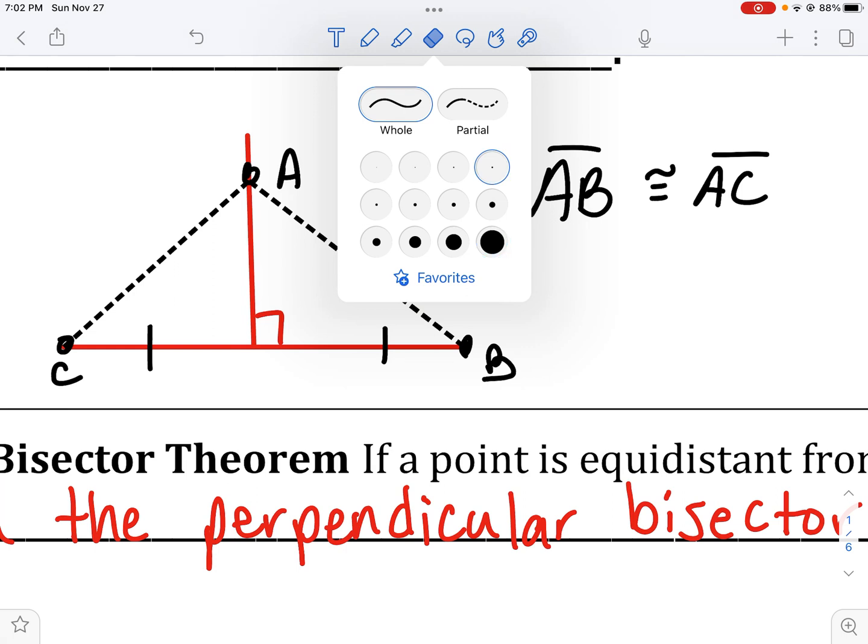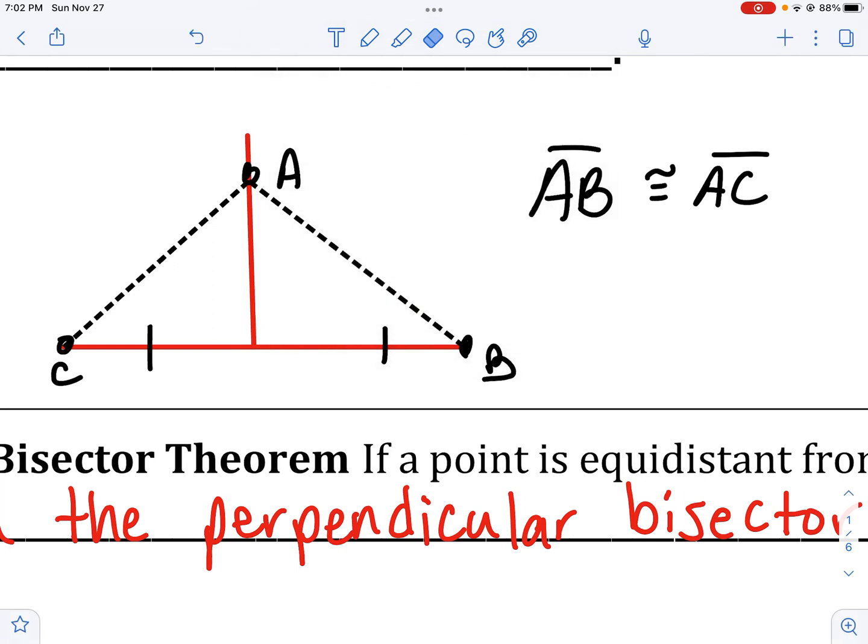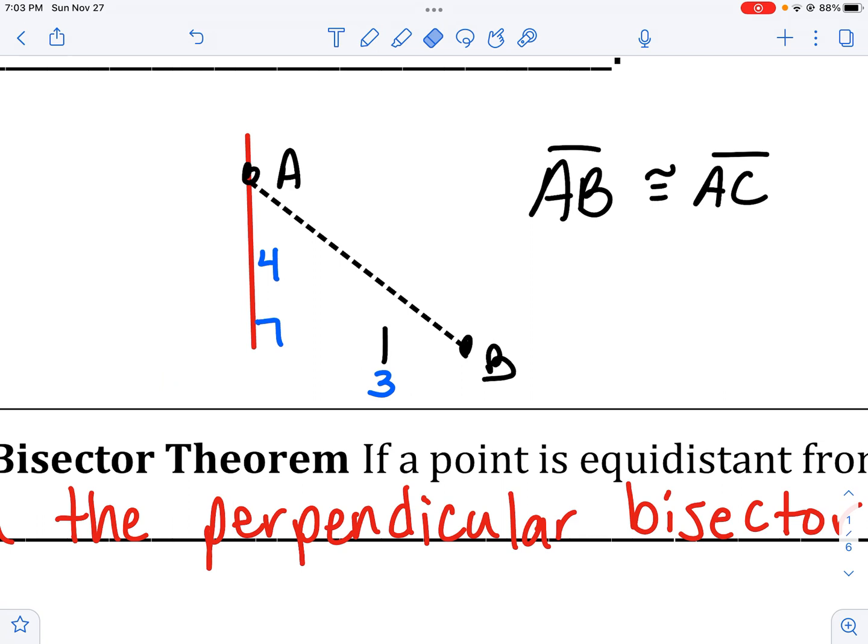So let's consider two right triangles. I bisect that segment, BC, so I cut it into two equal parts. The left side is 3 units long and the right side is 3 units long. Maybe the height is 4 units tall. Then let's focus on just the right side of that picture.